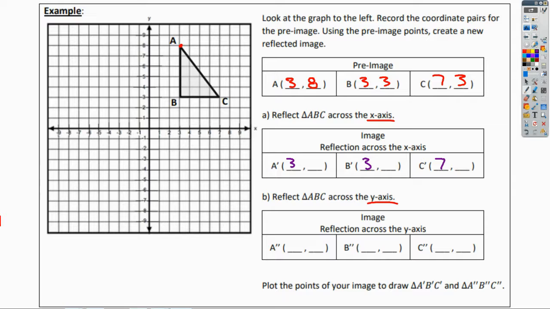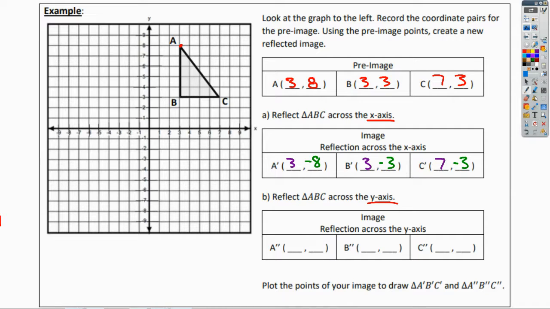The other letter changes. The y is going to change. And what I mean by change is if the number's positive, you make it negative. If it's negative, you make it positive. So up here, if you look, originally I had 8. I'm going to make it negative 8. I'm going to change it. Up here I had 3. Now it's going to be negative 3. Up here I had 3 again. It's negative 3.